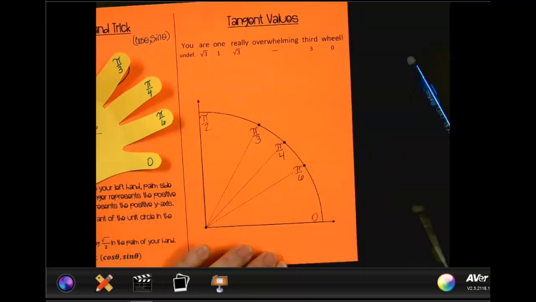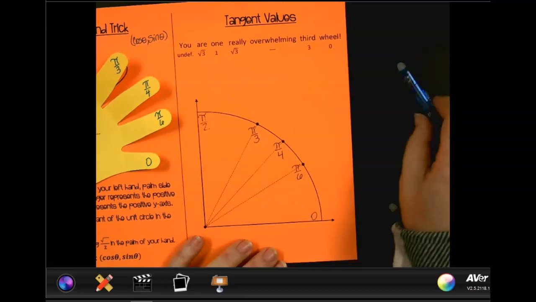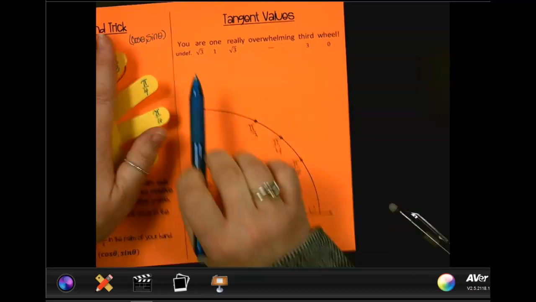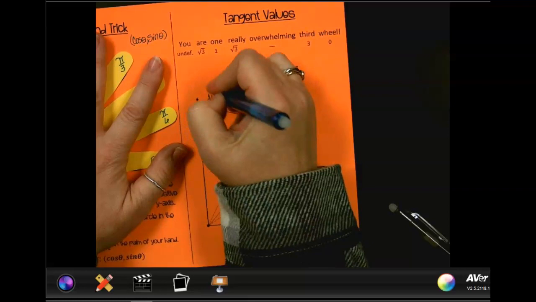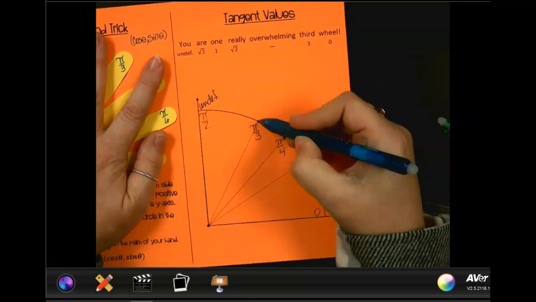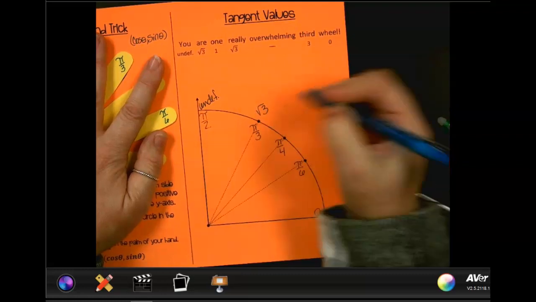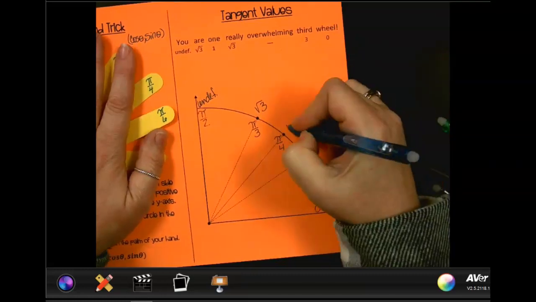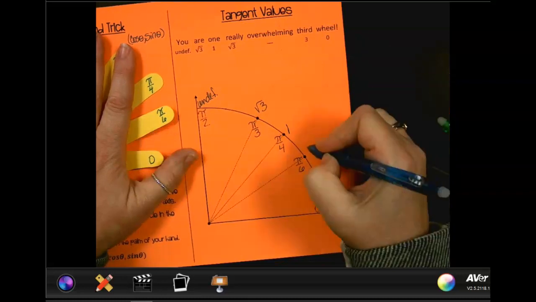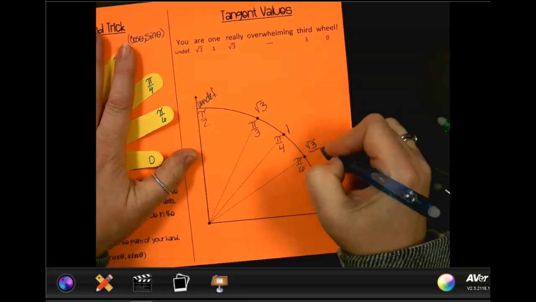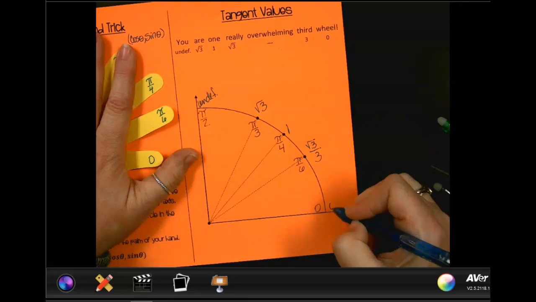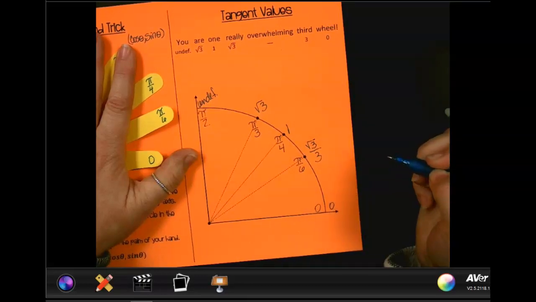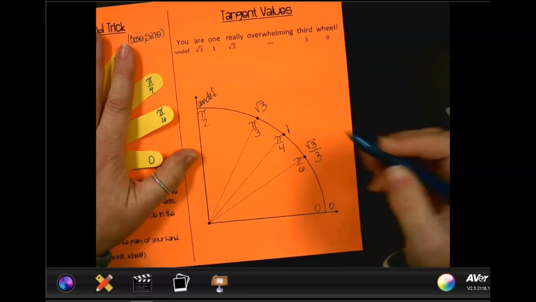Okay, so let's double check again that we agree with all those, right? As we go around the circle, you are one really overwhelming third wheel. So U starts right here. That makes this undefined. R comes next, so that's the square root of 3. 1. Really, that's another R. And then overwhelming third, really overwhelming third wheel. There are your values right there.